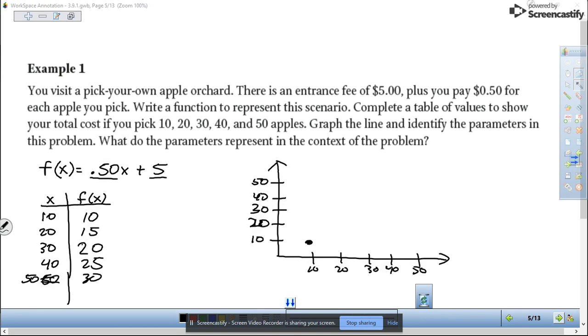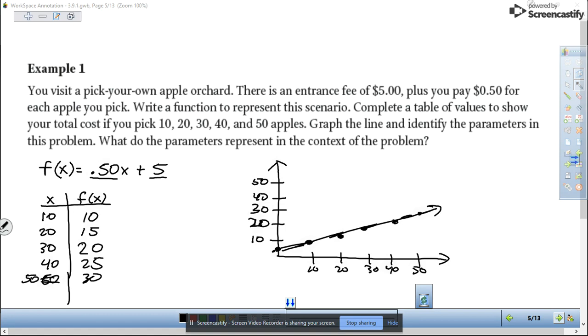If you plugged in 0, it'd be 5. We didn't do that point, but that's where it would be. 20, 15. 30, 20. Again, you're probably better off doing this on graph paper. Obviously, I'm not. 40, 25. I'm doing the best I can with what I got. And 50, 30. And we can see pretty clearly that's a linear function.